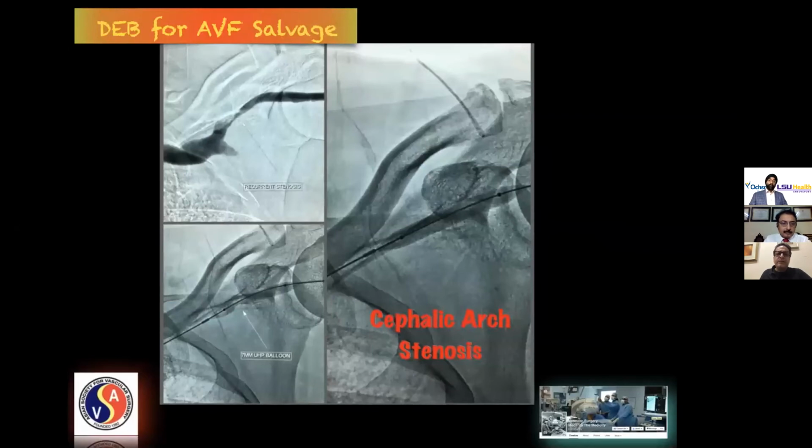Now, all of us who have been dealing with stenosis for salvage of AV fistulas will agree with me that cephalic arch stenosis really is a challenge, because the anatomy in this area is such that when the vein pierces and enters the subclavian vein, it is a very difficult area to deal with, because it is very resistant and refractory to balloon dilatation.